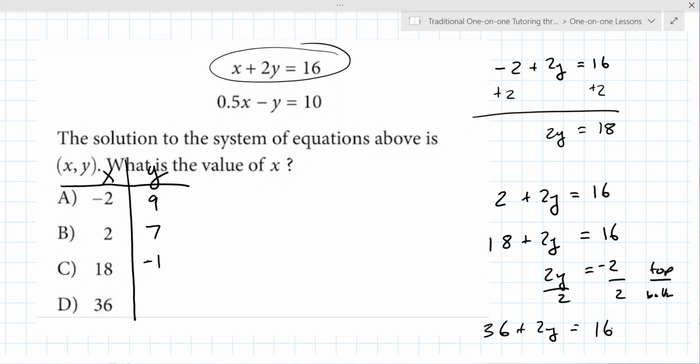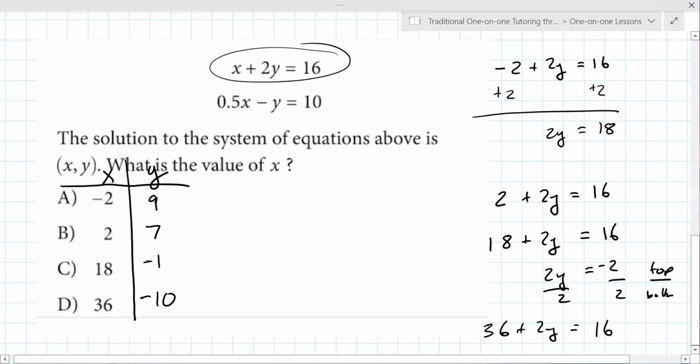Okay. Subtract both sides by 36. Then you can get yourselves -20, and then divide both sides by 2, and then you can get yourselves -10. Yes, -10. Very good. Okay, now one of these ordered pairs, one of these xy's works in the second equation.